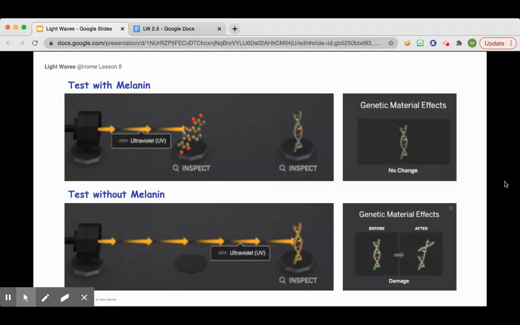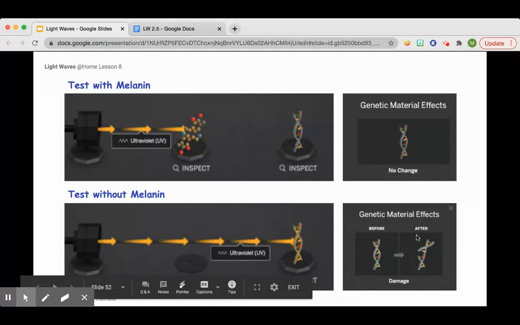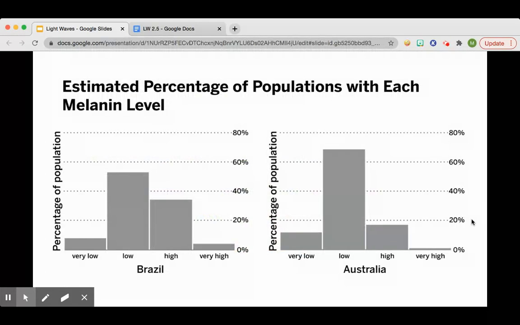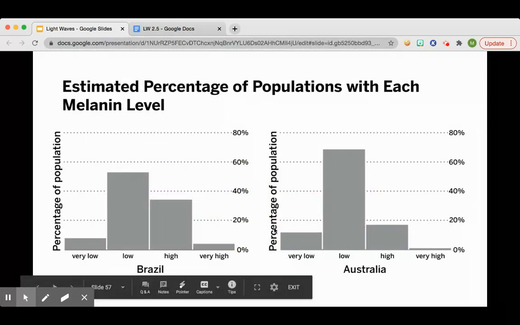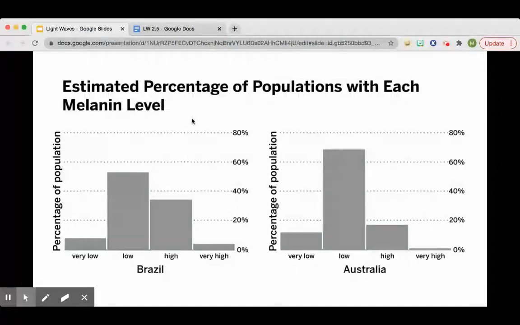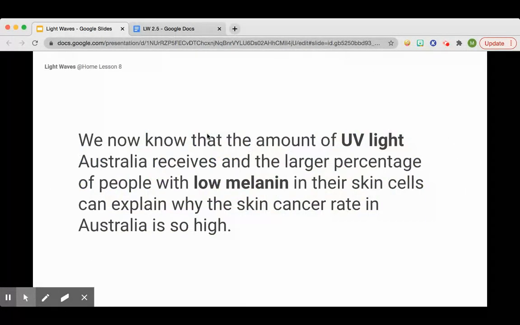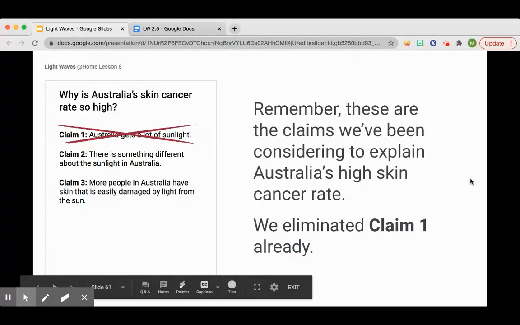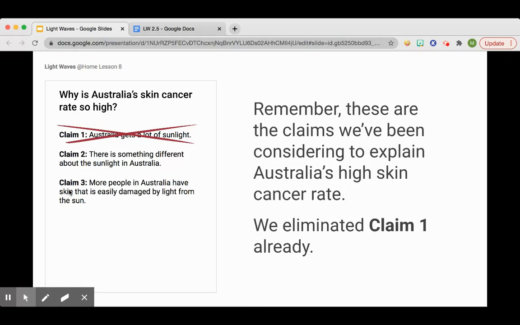When we come back here, UV light causes genetic material to become damaged. Melanin can protect that. There is more. People in Australia have lower levels of melanin in their skins than Brazil. So if we think back to this question of why is Australia's skin cancer rate so high, we did say claim 1 was not true. We eliminated it already. So we're going to take a look at claim 2 and claim 3.